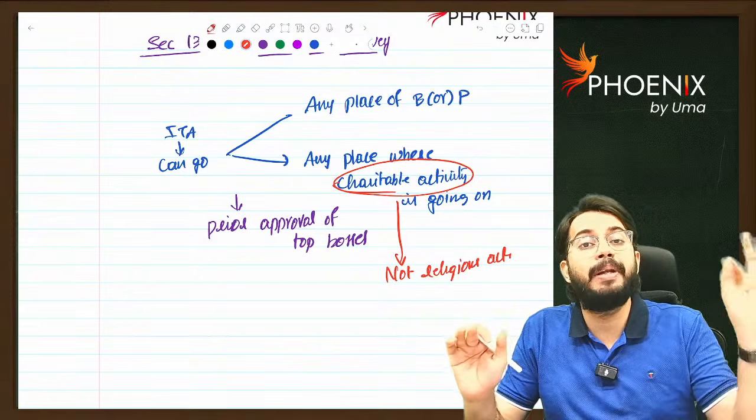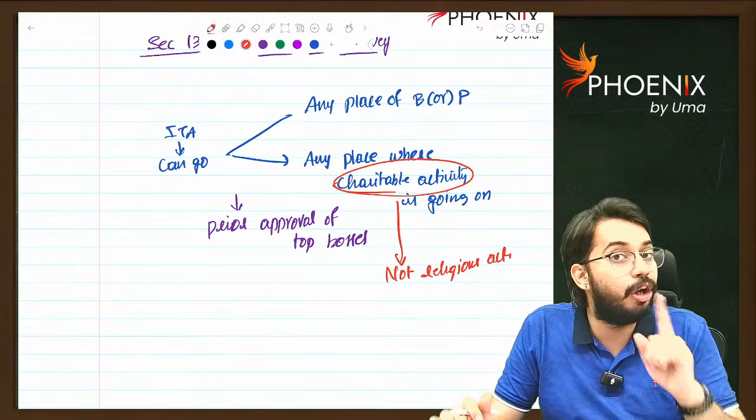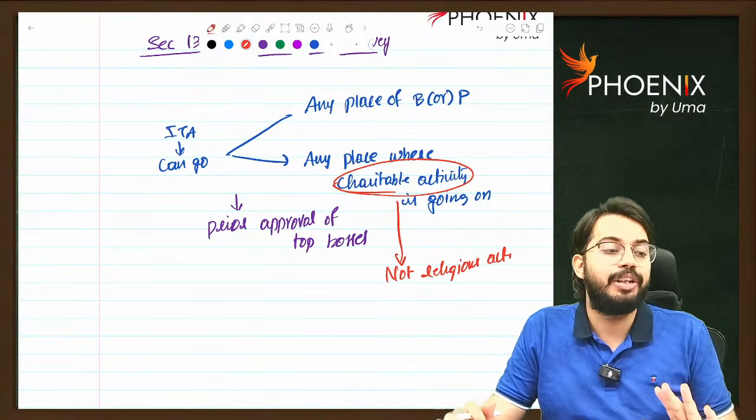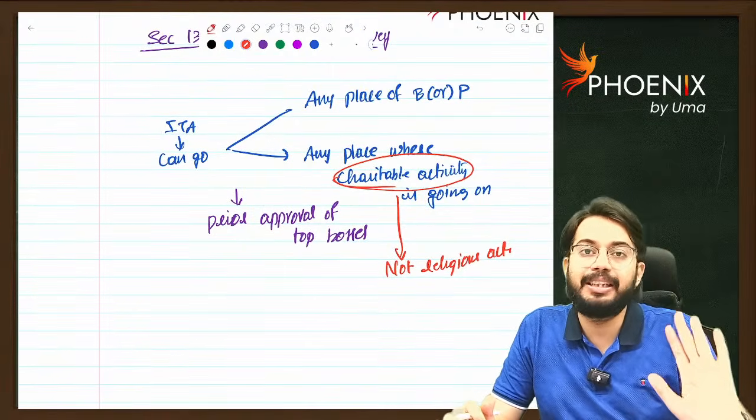I can visit only a place of business or profession, or any place where charitable activity is going on. I do not have the power to visit a place where religious activity is going on. Are you able to understand? Prior approval of top bosses is required.